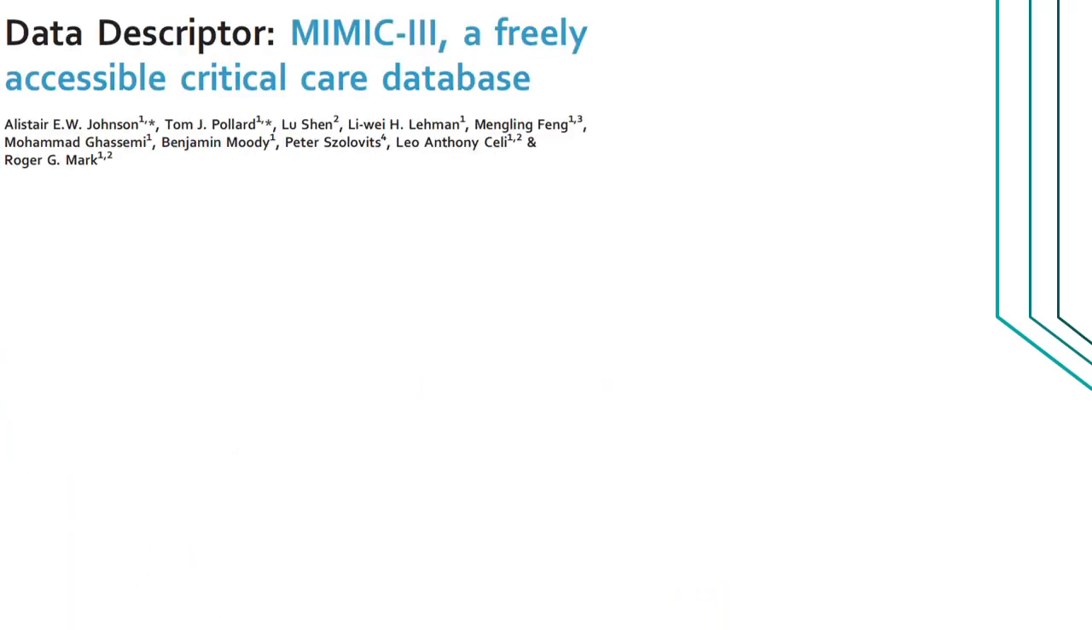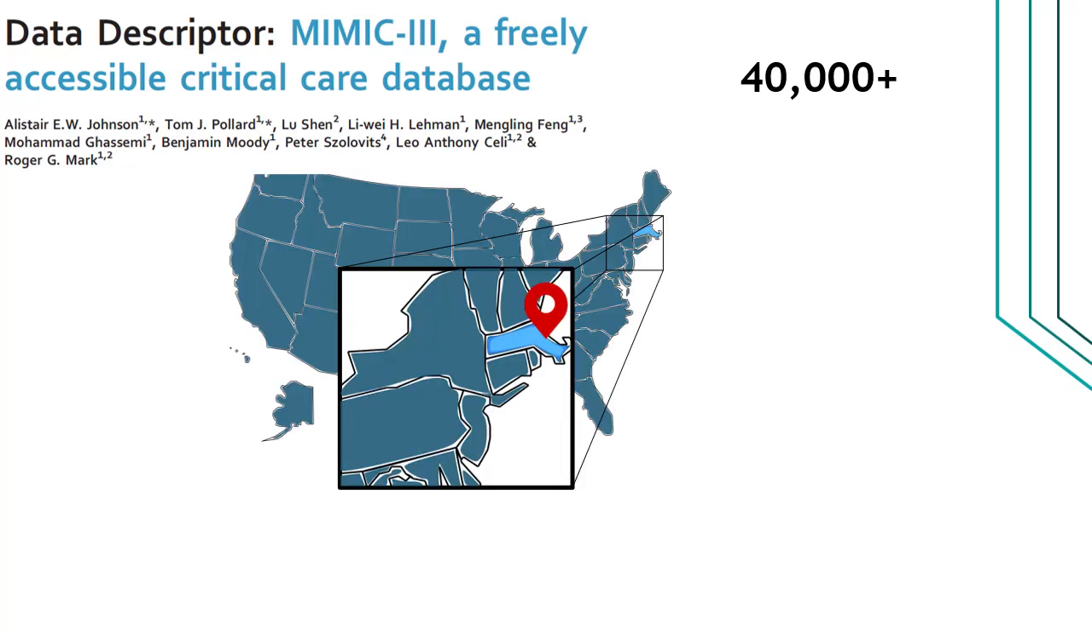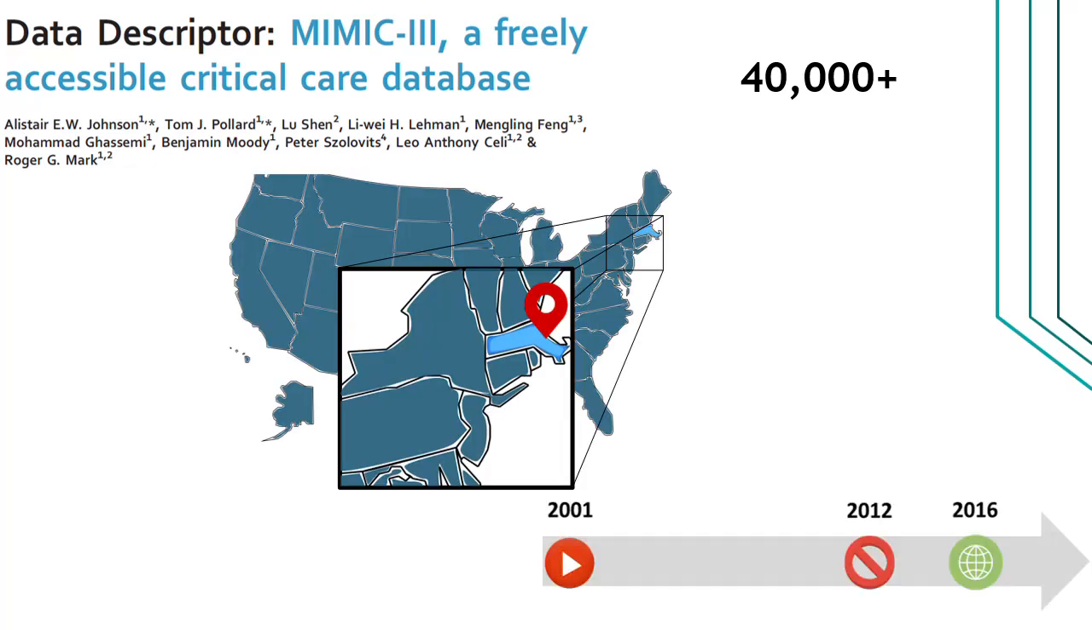The Medical Information Mart for Intensive Care 3, or Mimic3, is a freely accessible critical care database containing de-identified health data from over 40,000 patients admitted to the critical care units of the Beth Israel Deaconess Medical Center in Boston between 2001 and 2012. Published in 2016, it was the first database to span over a decade of diverse data, significantly advancing research based on public intensive care datasets.